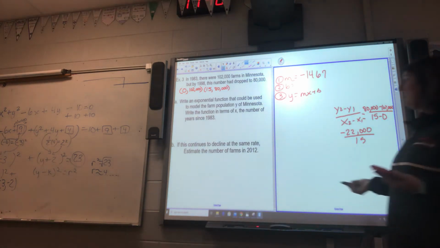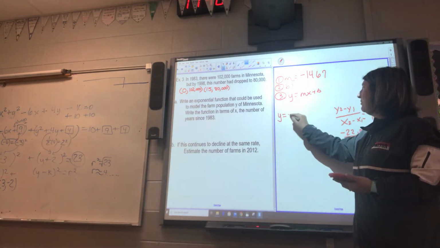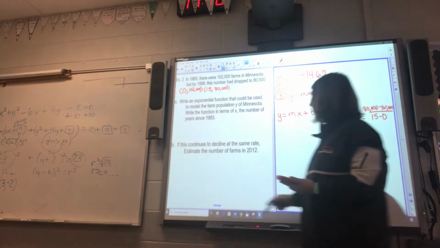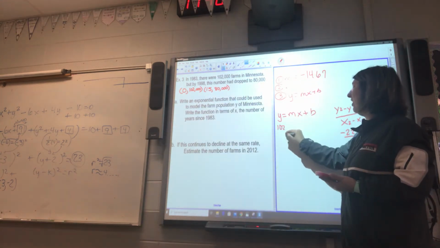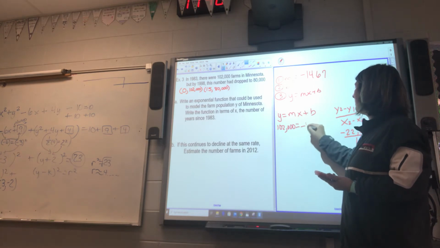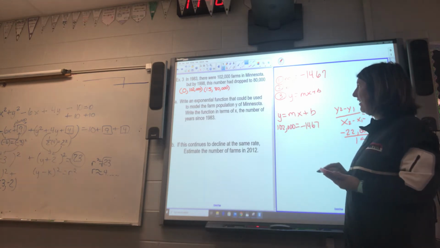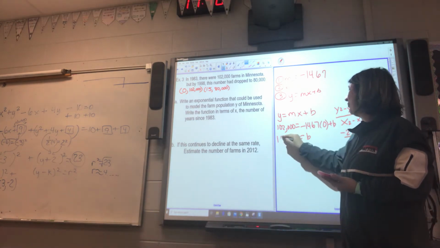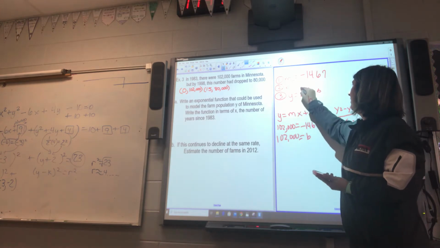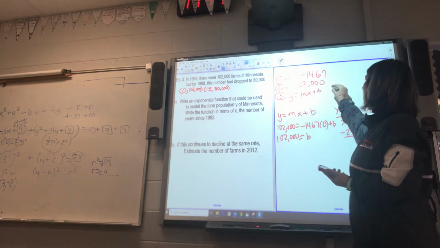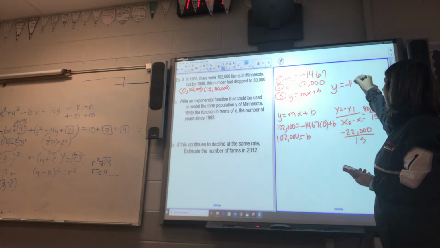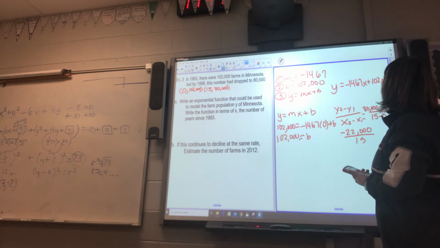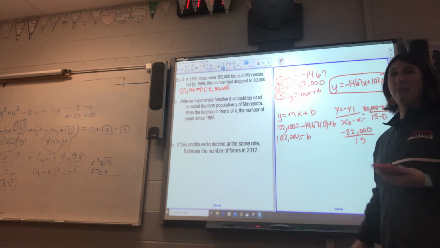Then we can find the y-intercept. So the y-intercept, y equals mx plus b. I'm going to use that first ordered pair. Y is 102,000. M is negative 1,467. X is 0. B is 102,000. So my equation is y equals negative 1,467x plus 102,000.